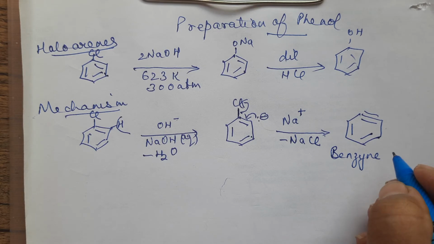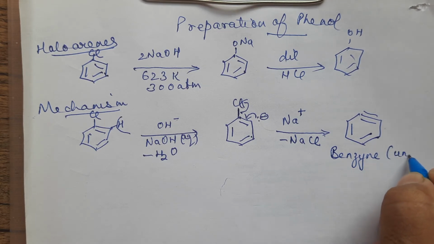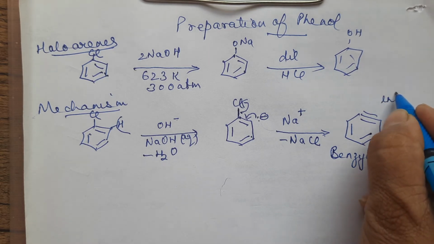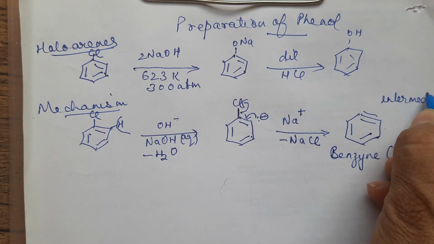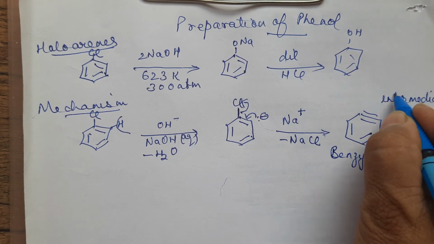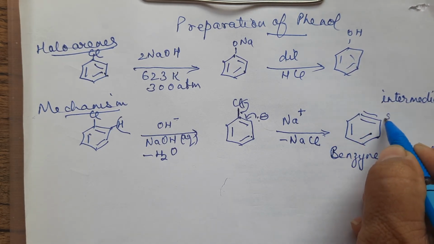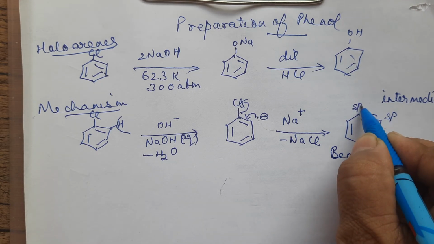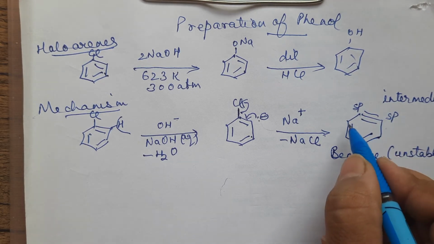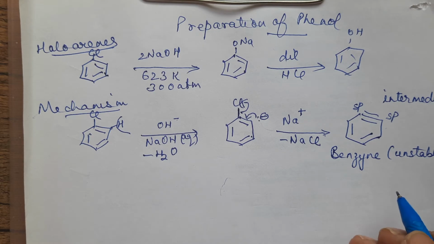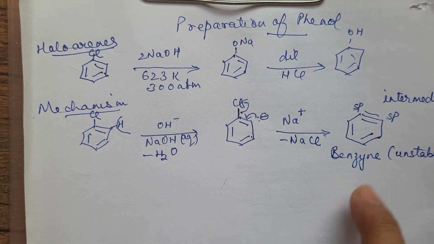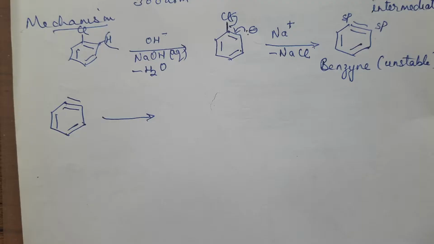Now this is a reaction intermediate. It is an unstable species, and we can say it is the reaction intermediate. Why are we saying this is not stable? Because these two carbon atoms have sp hybridization. Sp hybridization means it should be linear, but it is not linear. It is in the form of a ring. So definitely there will be more strain in the molecule, and more strain means it is not going to be stable. So the next step, we will see what happens.